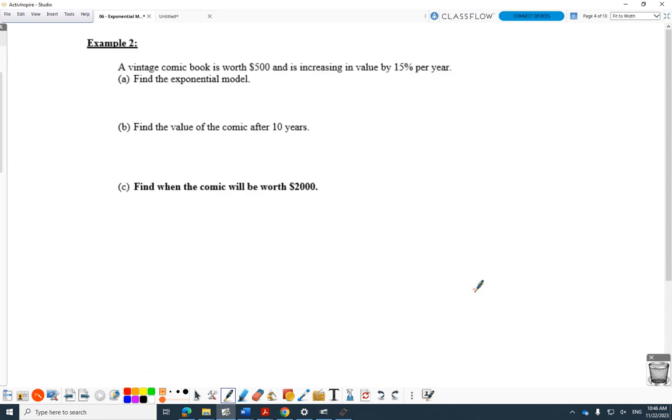A vintage comic book is worth $500 and is increasing in value at 15% per year. We got to talk about increasing by 15% per year a little bit. And maybe this is going to come out because Black Friday's coming. I just want to go off to the side and do a little thinking about increasing by 15%. Is that 1.15? 1.15. Okay, so he's a step ahead of me.